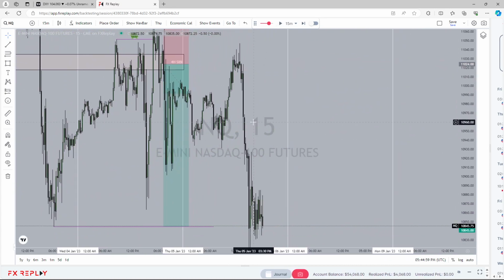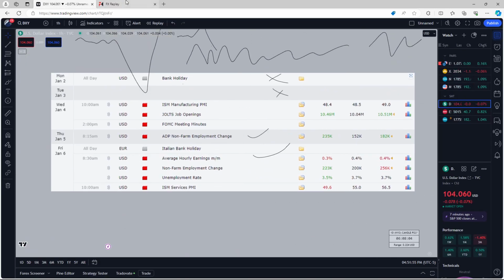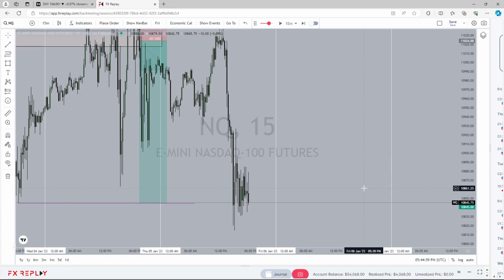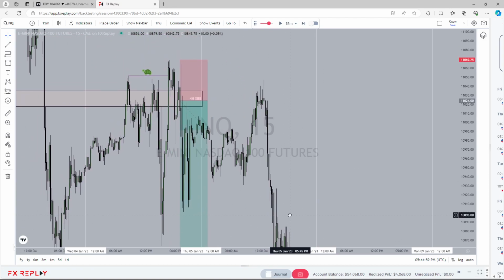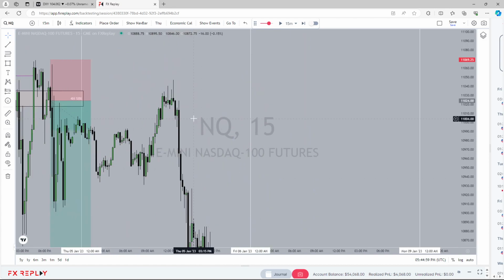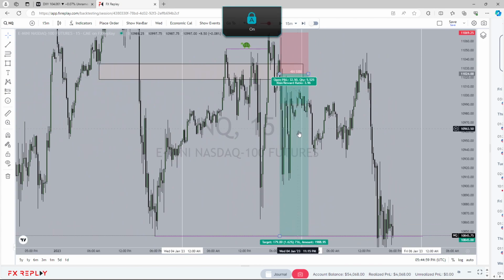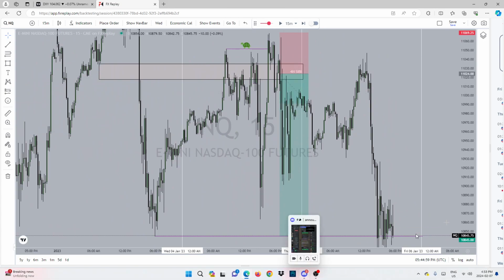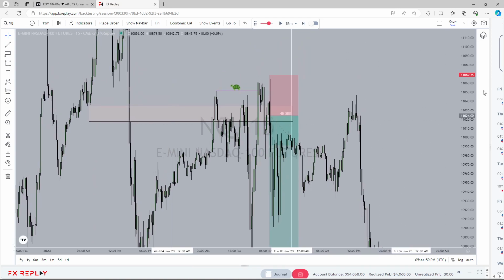Done. If you took that trade just off of this calendar right here, I didn't do anything else, that's $4,000, right? And I'm on NQ. So let's review the trade, right? In the call, who said it? Who said a midweek reversal? It was me. It was perfectly right.